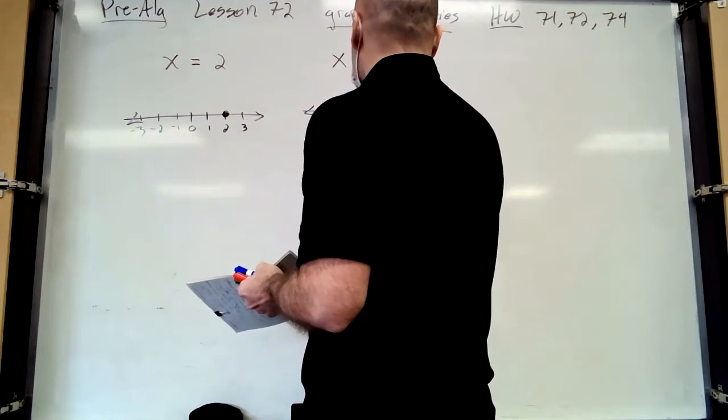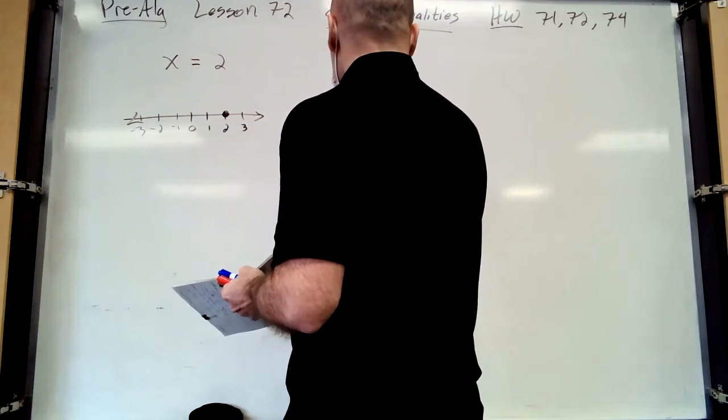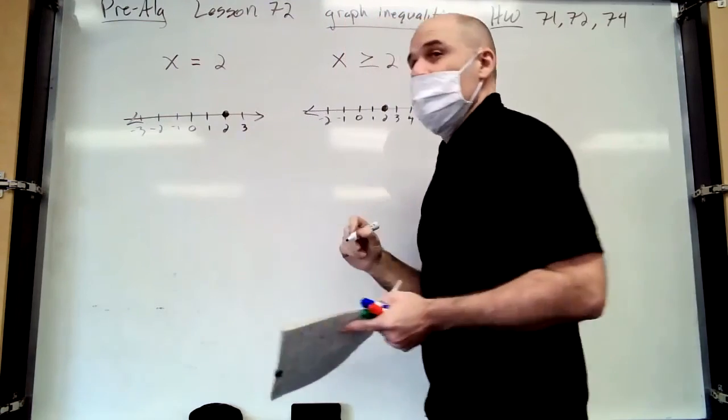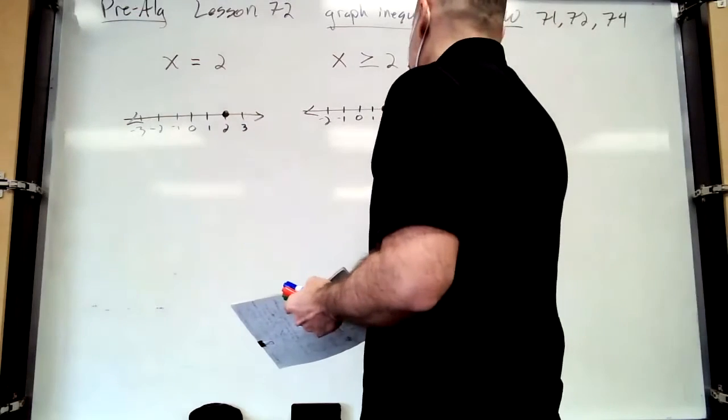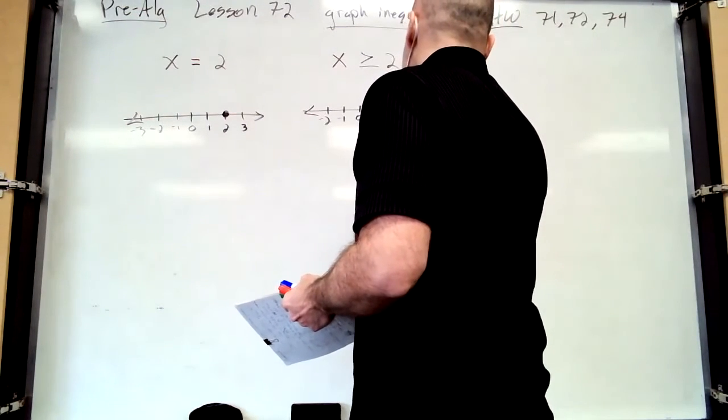You put the thing on the 2. You do, because it could be equal to 2, but it could be greater than 2, so you have to draw a thing on the side. Okay, so now we shade it in.